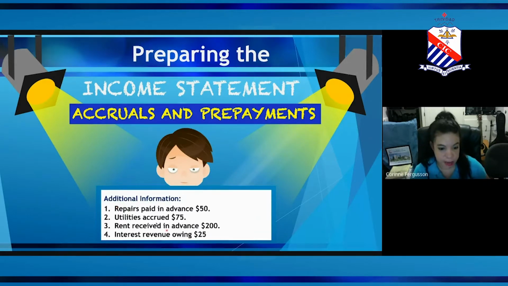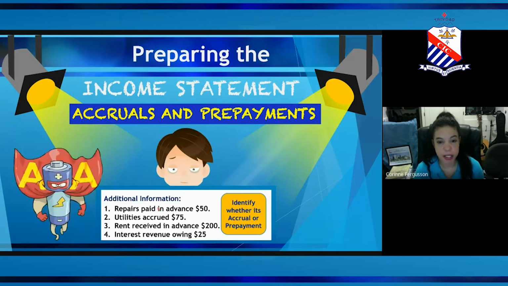So for the income statement, you would see these things in terms of the notes, and this will tell you which of the 4, if any. So for example, we have repairs paid in advance, that is prepaid repairs. And what we had learned, when you identify whether it's an accrual or prepayment for each of them, then you would know what to do in the income statement to the expense and the revenue.